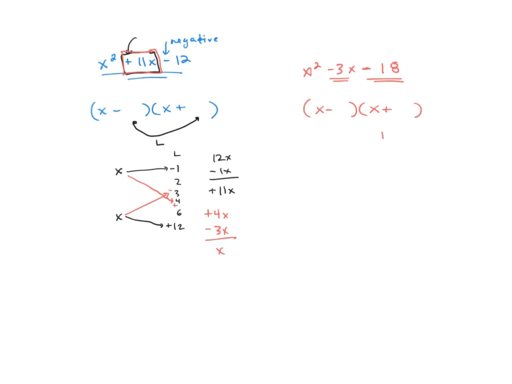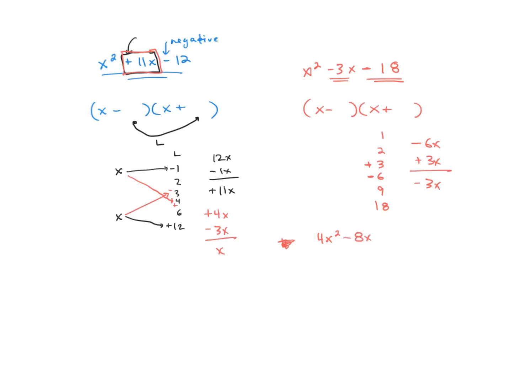So I have 1 and 18, 2 and 9, and I have a 3 and 6. And if I do a negative 6 and a positive 3 with my x's, I would end up with a negative 6x, and I would end up with a positive 3x, and I would get my middle of negative 3x. You may also run into some problems where you have a 4x squared minus 8x.